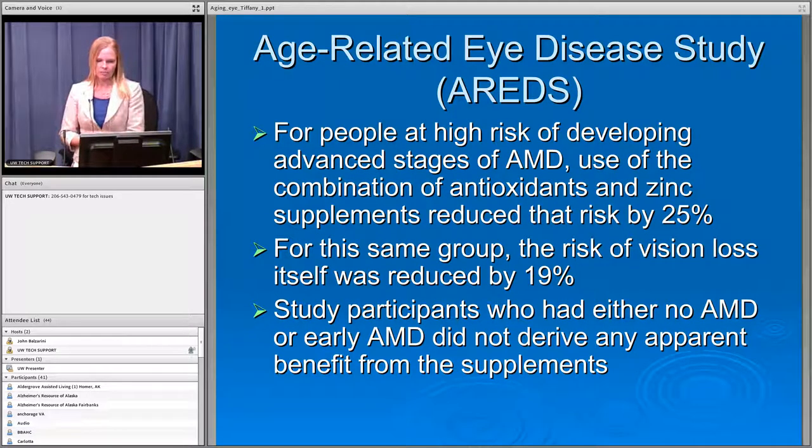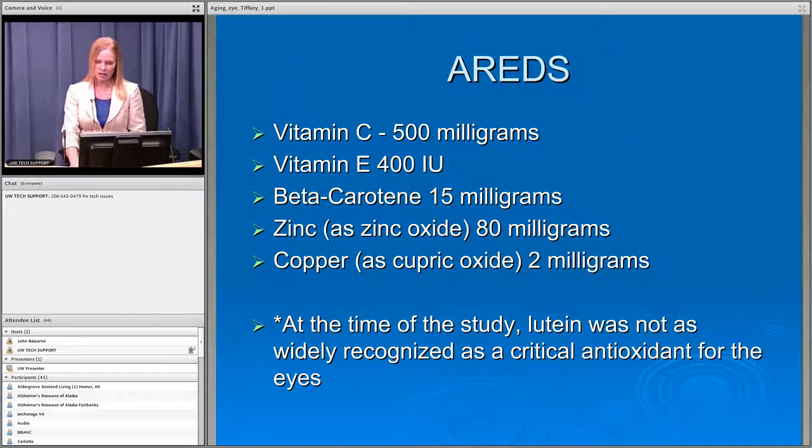Here's the AREDS study. So they took people who either are going to get it because of a strong family history and people who had it already, and they started feeding them these antioxidants. They did see a reduction compared to the placebos, that they had less vision loss. So they knew that they were on to something. They derived a supplement, and this is what the first AREDS study supplement contained.